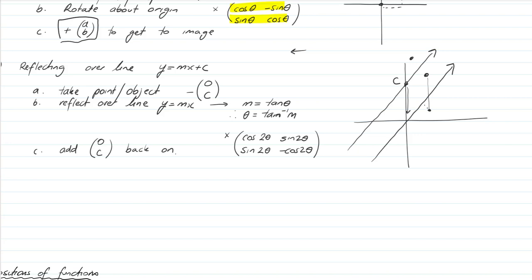Then I reflect it over that line, which I know how to do, to take it to there, and then I just add C back on, it takes it back up. So it is, take the point object down by a factor of C. So we're subtracting from the y coordinates the C value. Reflect over the line using the method that we've used before. There's how we find theta, and there's our reflection matrix. And then just add C back on. And that's all we need to do.